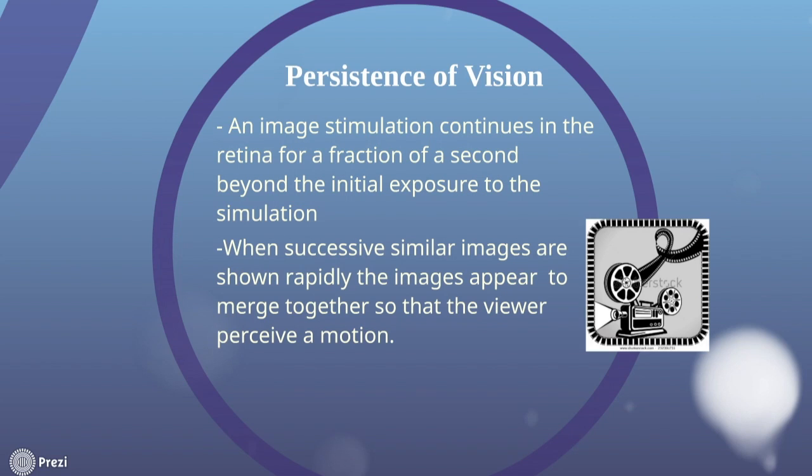The human ability of perceiving motion is due to the well-known phenomenon of persistence of vision, in which an image stimulation continues in the retina for a fraction of a second beyond the initial exposure to stimulation. When successive similar images are shown rapidly so that the rate is higher than the critical fusion frequency, the images appear merged together so that the viewer perceives a motion.